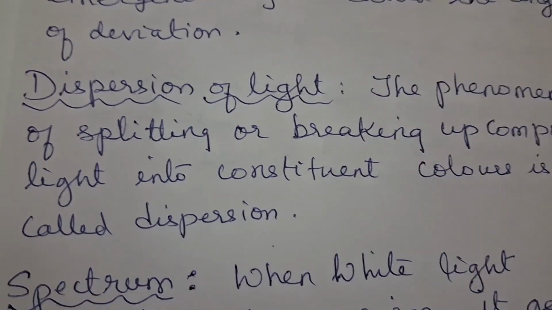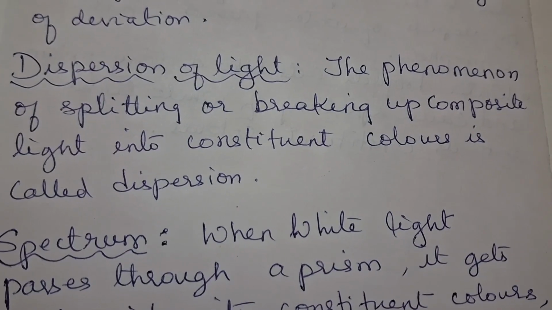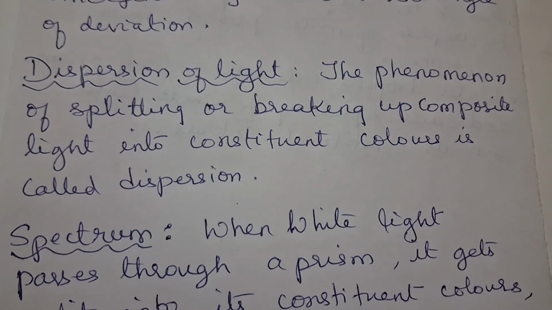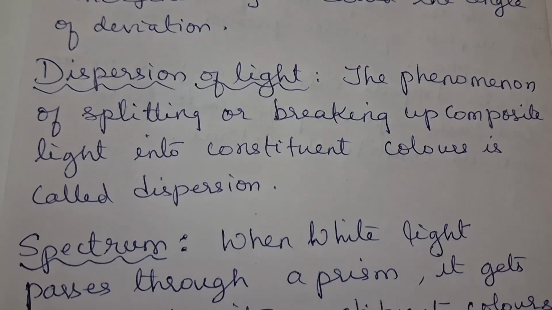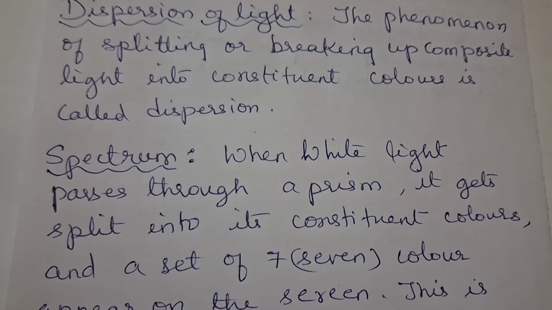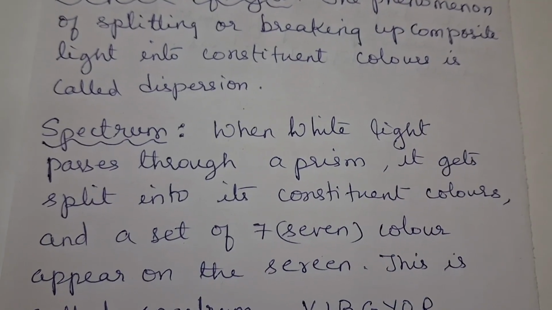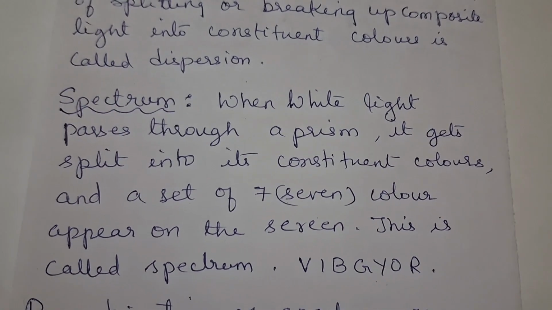The next one is dispersion of light. The phenomenon of splitting or breaking up of composite light into its constituent colors, that is, white light into constituent colors, is called dispersion. And what is a spectrum? When white light passes through a prism, it gets split into constituent colors and a set of 7 colors appears on the screen. This is called a spectrum.